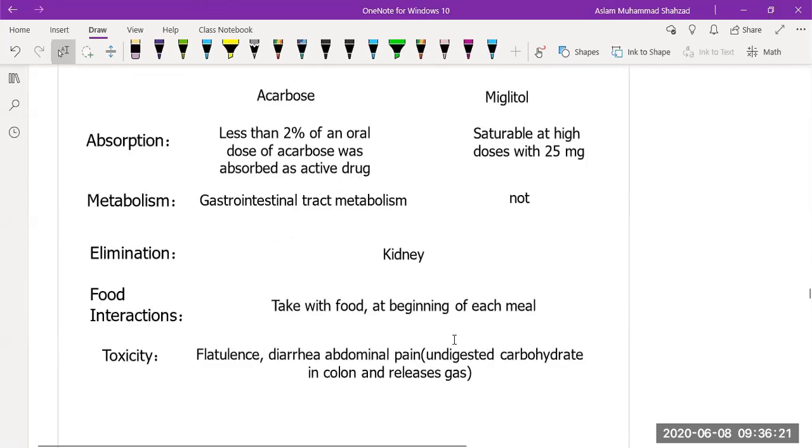We need to take it with food at the beginning of each meal, but it can lead to flatulence, diarrhea, and abdominal pain, because we know that there will be undigested carbohydrates in the colon and the release of gas. Because it interferes with the carbohydrates breaking down into glucose, that inhibition can cause abdominal discomfort from undigested carbohydrates. So diarrhea and abdominal pain are common examples, and then the release of gases as well.